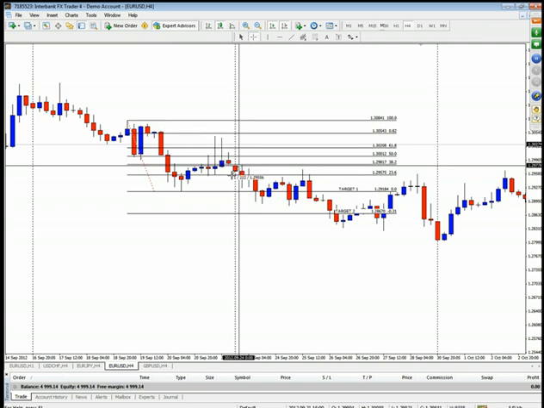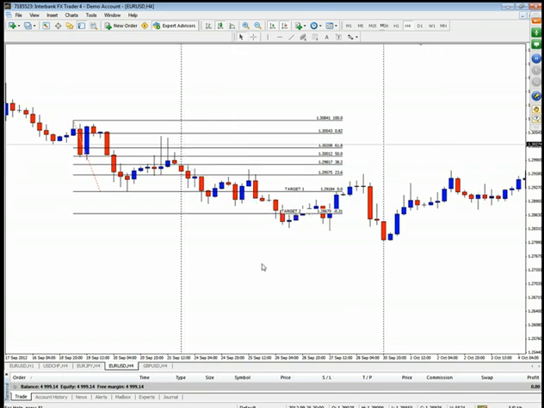Within 12 hours, it hit your first target of 59 pips, and went down lower and almost went to your second target, but didn't go there. It went sideways, came back up almost to break even, and then it would have hit your target right here of 100 pips. So that is the second trade.